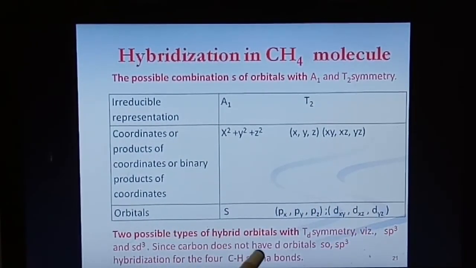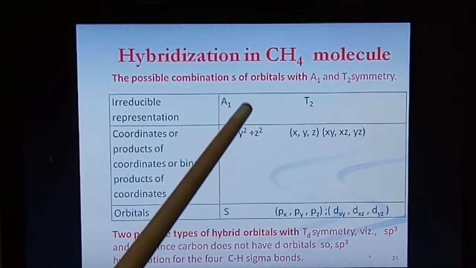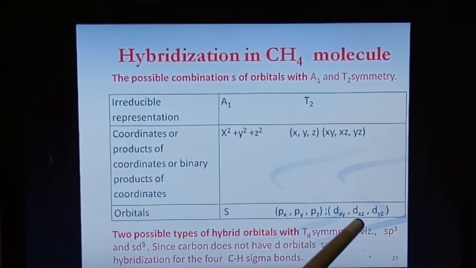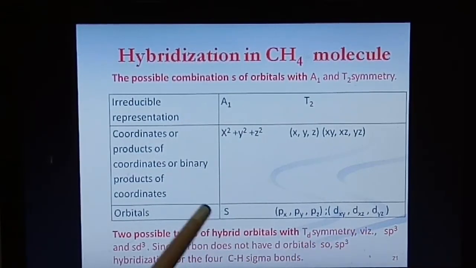There are two possible types of hybridization with tetrahedral symmetry, that is sp3, which is s and p3, and sd3. Since carbon does not have d orbitals, it is sp3 hybridization. So the 4 sigma bonds of the C–H bonds will be formed by sp3 hybridization.